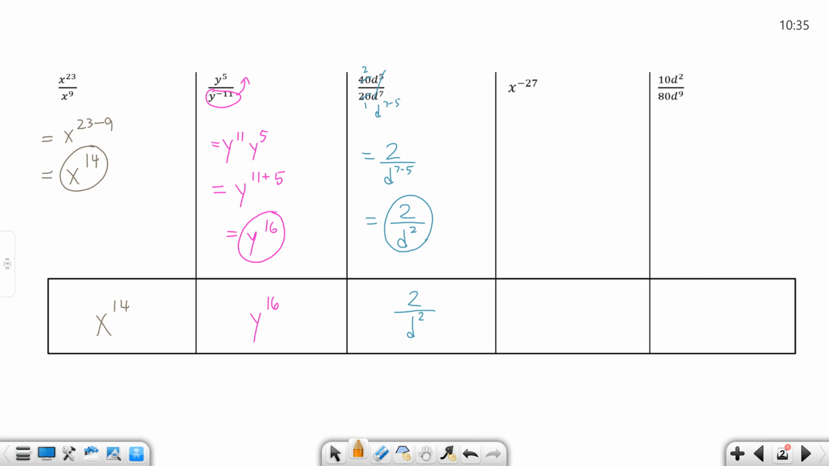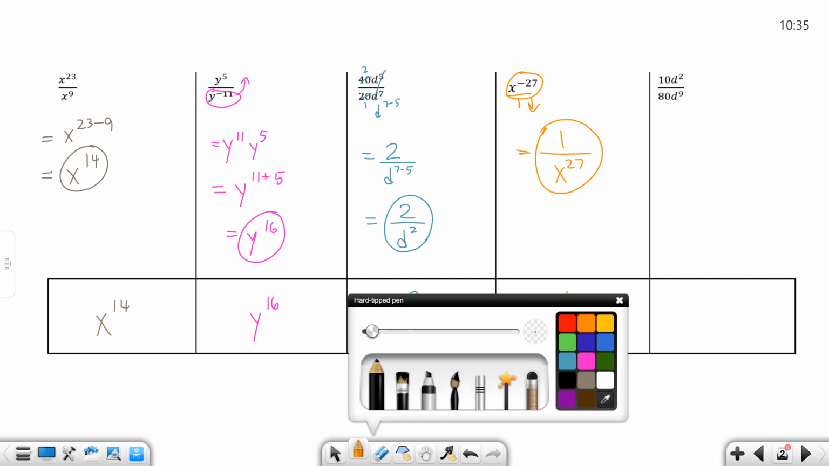X to the negative 27. This is another just rule problem, the first one on the left here, and then this right here is a rule problem. What is the rule for negative exponent? You move it down if it's over, act like it's over 1. So this is going to be x to the 27th down here, and then what do you have left over if you move everything? A 1. So that's just 1 over x to the 27.